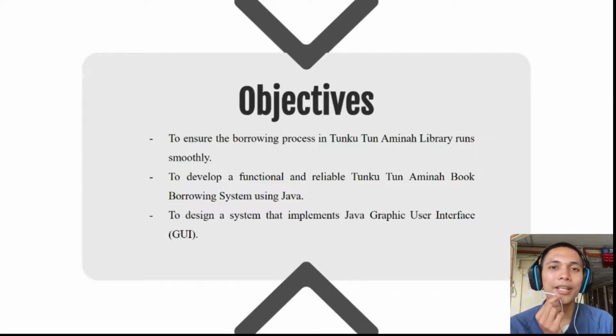Assalamualaikum and hi, my name is Muhammad Adib bin Aris and let us proceed to the objectives of the project. There are 3 objectives in developing the Tunku Tun Aminah book borrowing system. Firstly, to ensure the book borrowing process in Tunku Tun Aminah Library runs smoothly; secondly, to develop a functional and reliable Tunku Tun Aminah book borrowing system using Java; and thirdly, to design a system that implements Java Graphic User Interface, Java GUI.